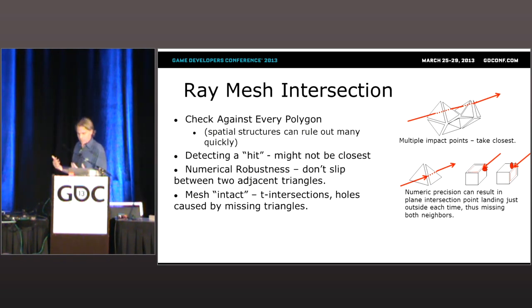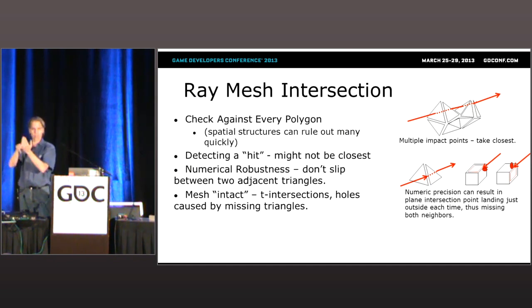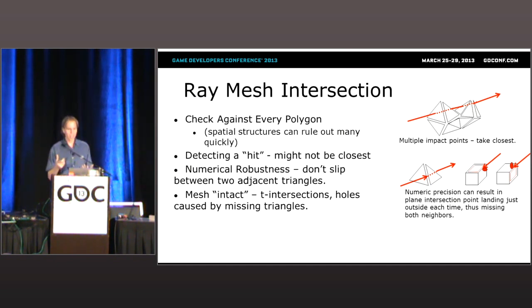Okay. Next, here's an issue you need to be aware of, is I can have two triangles, nicely sitting together, and I shoot a ray, and ooh, it goes right through. But the same edge, they got the same points. And that's because of this naive implementation. When I'm checking against one triangle, I generate a point on that plane, and let's say, numerical precision just falls outside an edge.